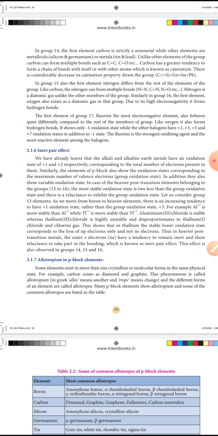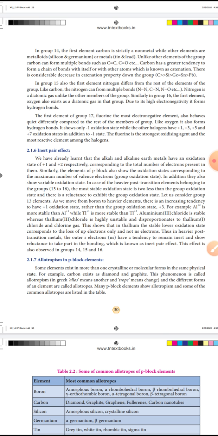Next, let us learn the inert pair effect. We know alkali metals are in the +1 oxidation state and alkaline earth metals are in the +2 oxidation state. These alkali and alkaline earth metals are s block elements. Similarly, p block elements also show oxidation states based on the valence electrons. These p block elements also have variable oxidation states.